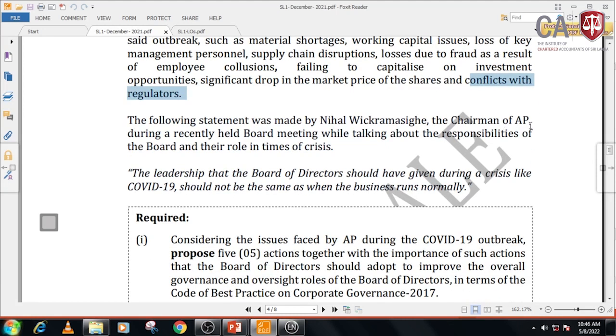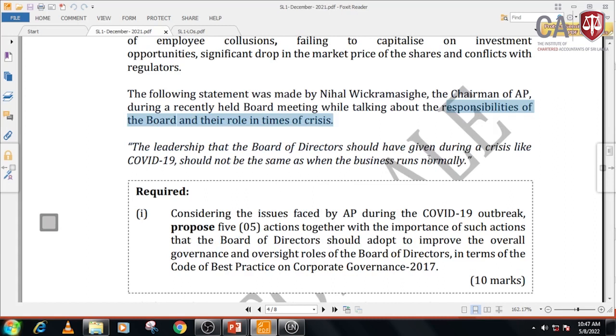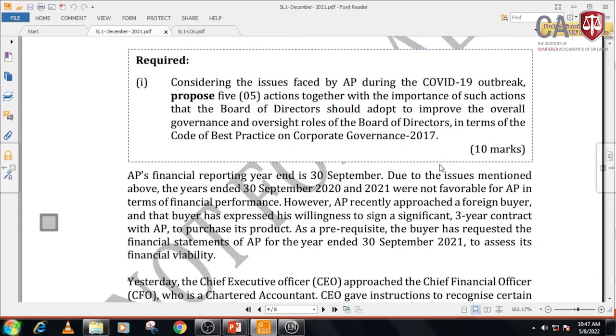So, all these issues are given in one paragraph to you, and following statements made by Nihal, chairman of AP, at a recent board meeting about the responsibility of the board. So, that is where you should see this topic relates to the board of directors in a crisis time. That is where I like this question to some level. While you know traditional corporate governance, you have to modify your answer to suit this context. Especially there is one sentence: the leadership the board should have given during a crisis time is different from normal business. That is the central theme of the question.